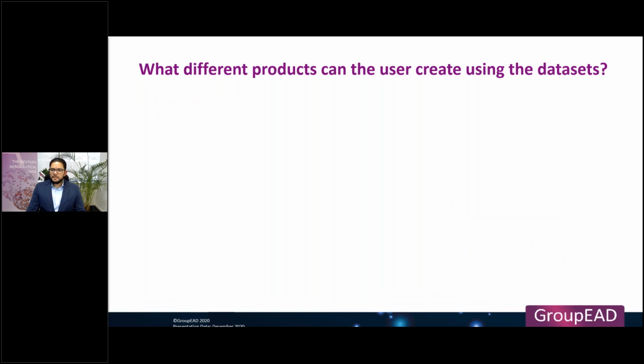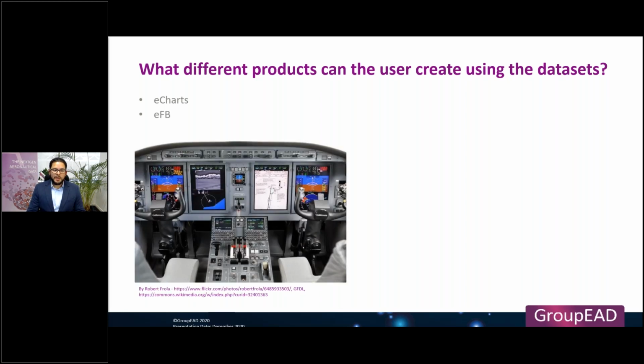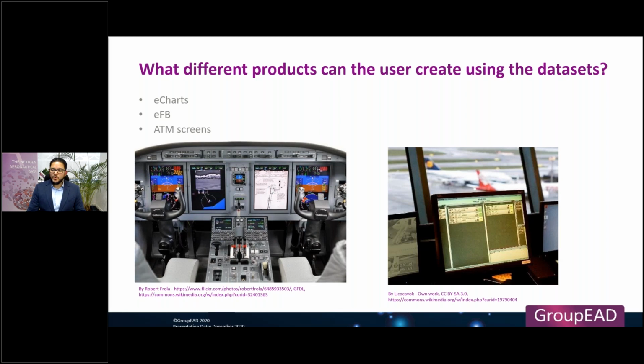What else? What products can the users create using data sets? Well, how are they going to live without our AIP and NOTAMs, yeah? Because they don't know how to process this data. Believe me, they know. They have a lot of tools. So they can create electronic charts, electronic flight bags, and they can also use the same data that we're providing in an ATM screen.